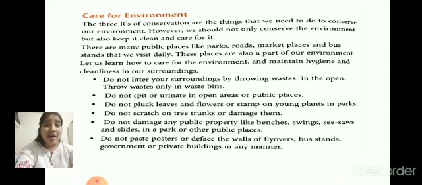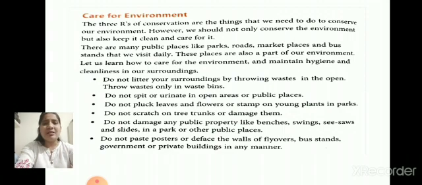Yes, now children, care for the environment. So the 3 R's of conservation are the things that we need to do to conserve our environment. Okay, so the 3 R's are what, children? Yes, reduce, reuse and recycle. Okay, however, we should not only conserve the environment but also keep it clean and care for it.